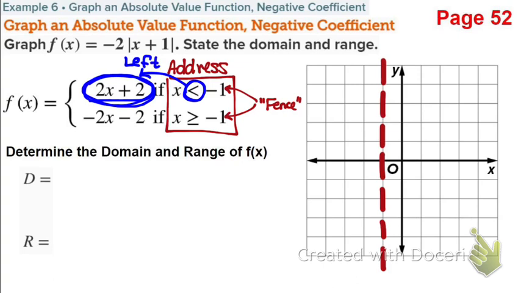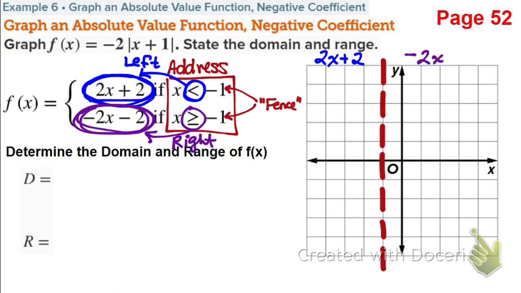He lives on the left side. So I'm going to write 2x plus 2 over here so that I know he lives over there. And that means this guy lives where? On the right side. So I'm going to write that up above. Negative 2x minus 2.